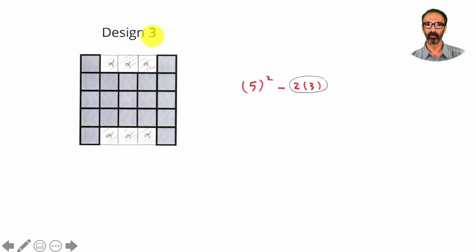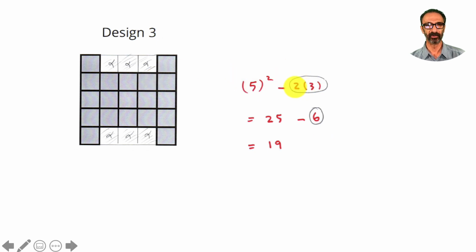Keep in mind that we are in design 3. So I could think about 3 as an N, as a formula. In case you want to finish this, that's 25 minus 6. Circled in pencil means the ones you take away, right? 19. You could count them by hand and you should get 19. So let's attempt to write the formula. This is 2 times 3.